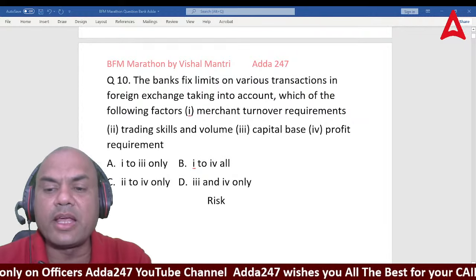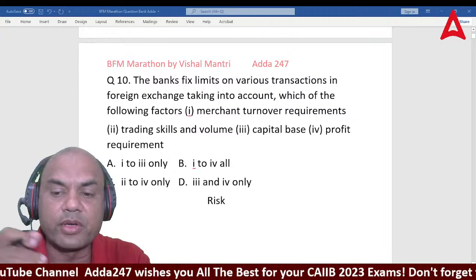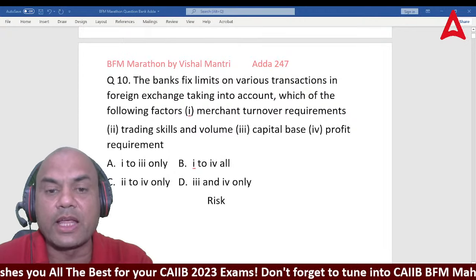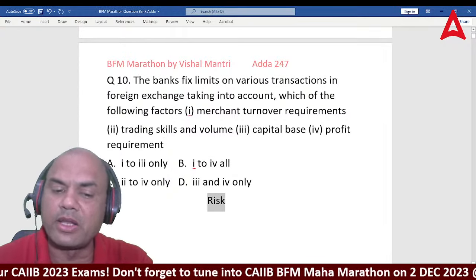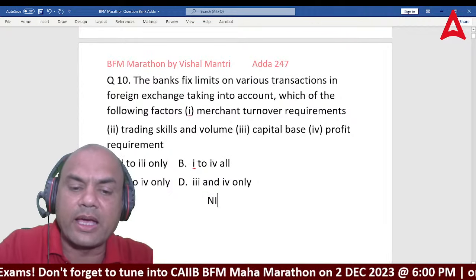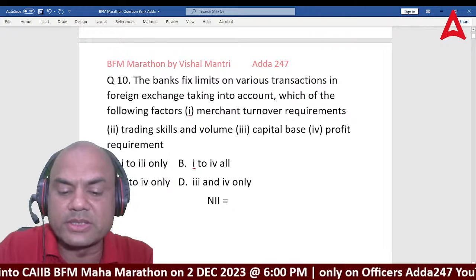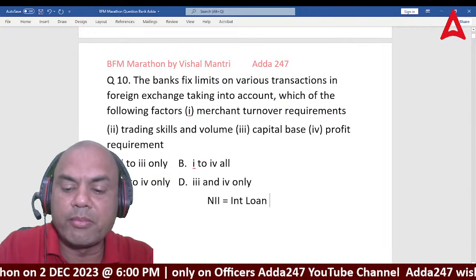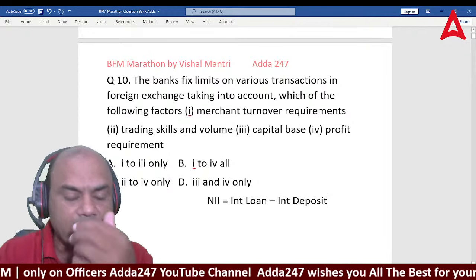So what is NIM and NII? What is the difference between them? Remember, there is a slight difference between NIM and NII. Many of us don't understand this concept, many of us do. NII means the difference between interest on loans minus interest on deposits. That is NII.